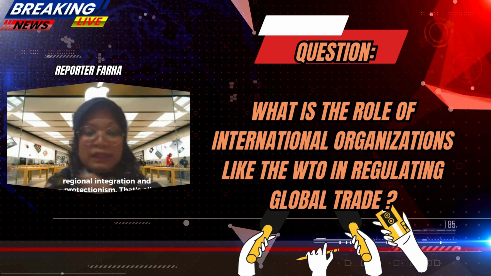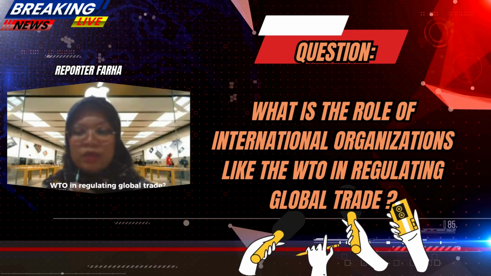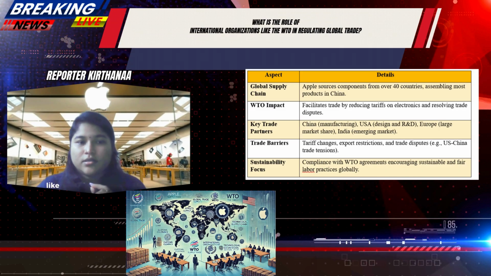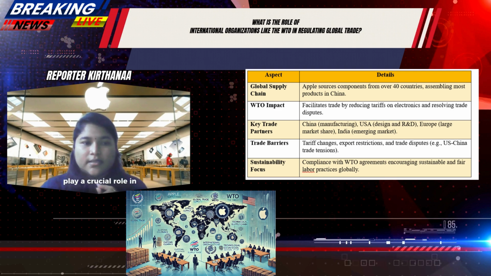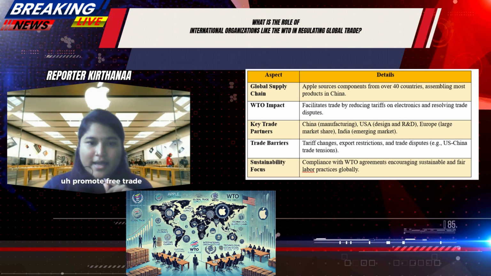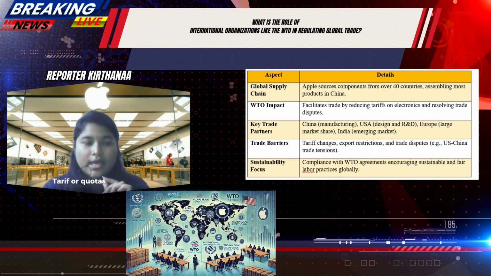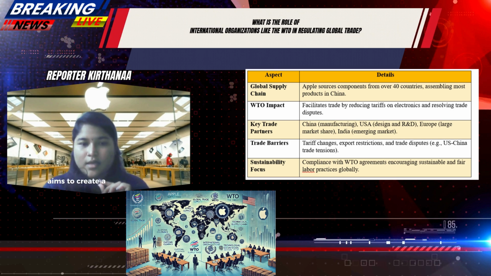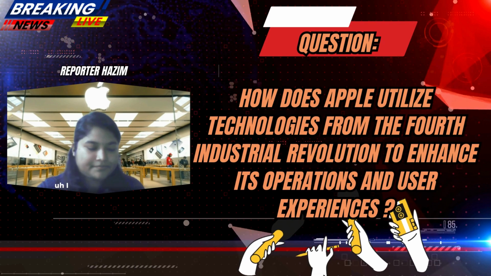Now I will ask Kirtana, what is the role of international organizations like the WTO in regulating global trade? Thank you, Farah. International organizations like the World Trade Organization play a crucial role in regulating global trade by establishing rules to ensure fair and predictable trading practices. The WTO helps resolve trade disputes between countries, promotes free trade by reducing barriers like tariffs or quotas, and provides a platform for negotiation on trade agreements. By focusing on cooperation and transparency, the WTO aims to create a stable and open international trading system that benefits all member nations.